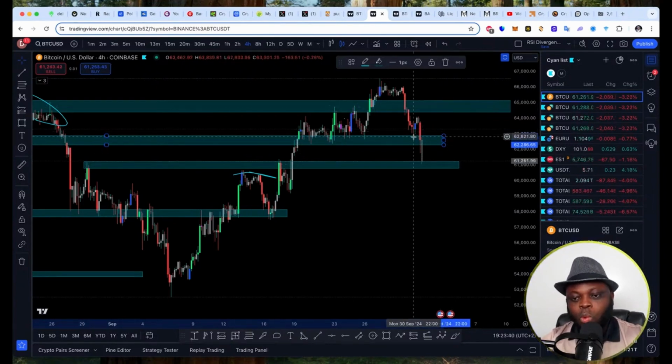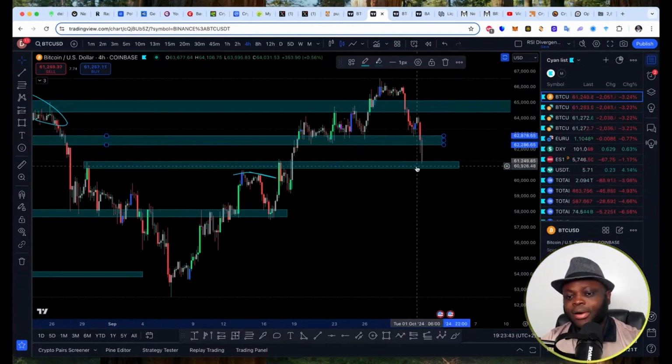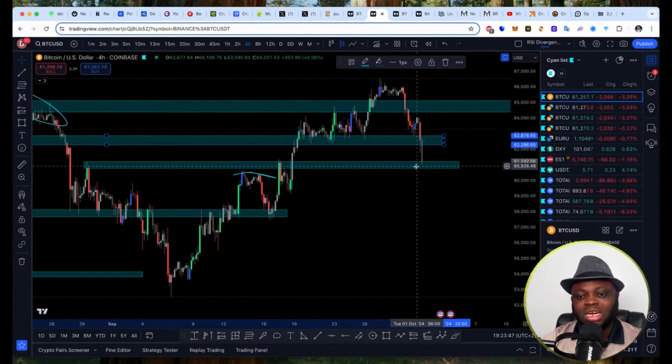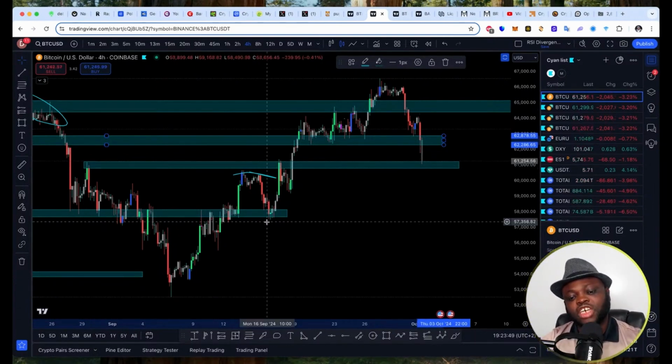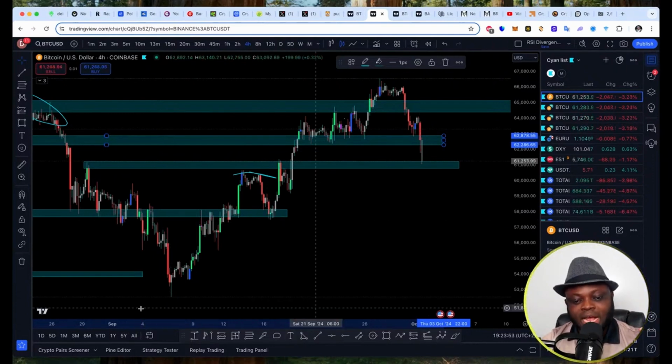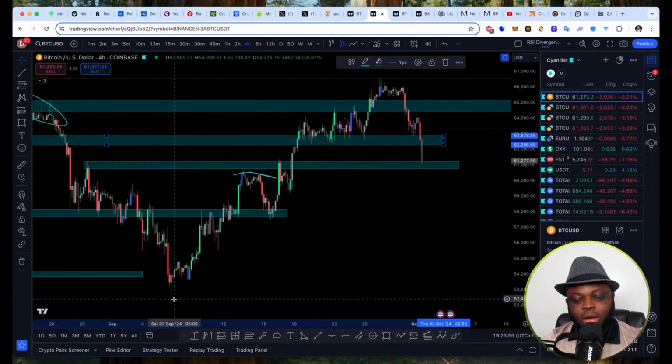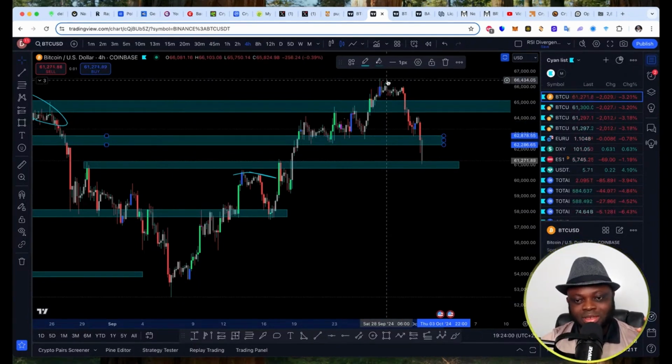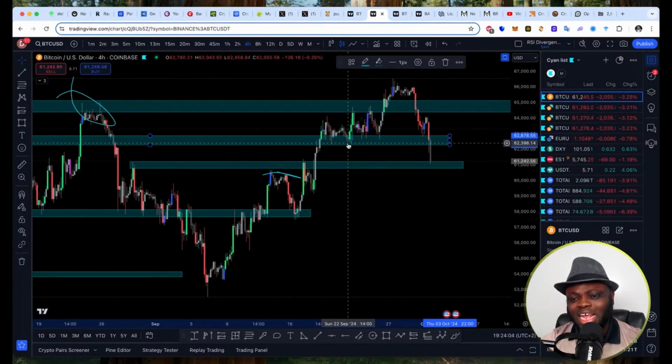Because right now we haven't formed any serious head and shoulder or M formation yet. We haven't done anything. Price is just retracing from what price has done back then. Look at this movement here. Price left this zone here around $52,000, right up to almost $67,000. So what do you expect? Of course, pullback. We expect pullback.